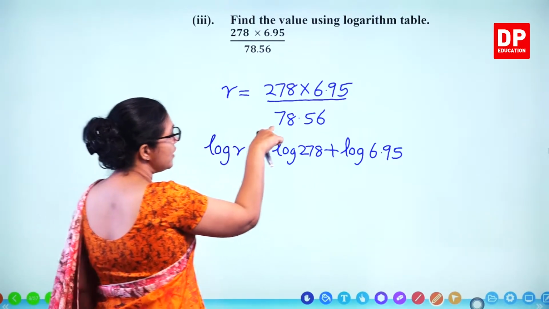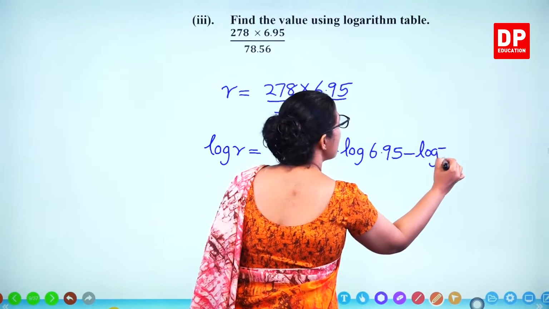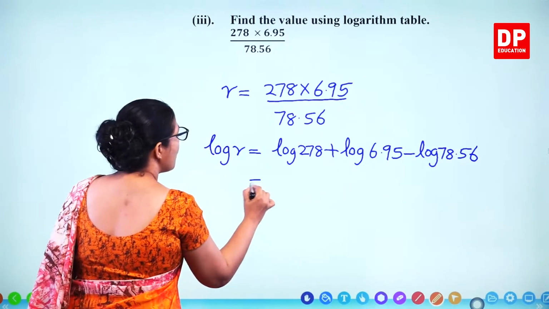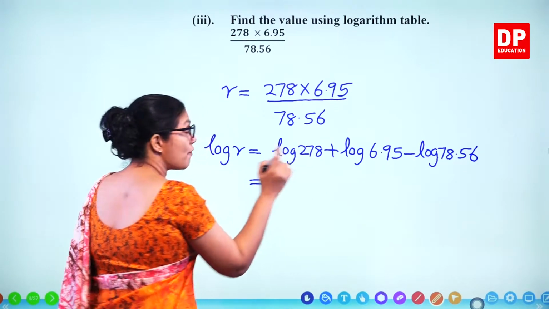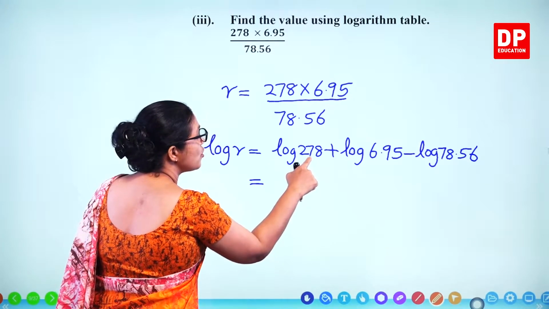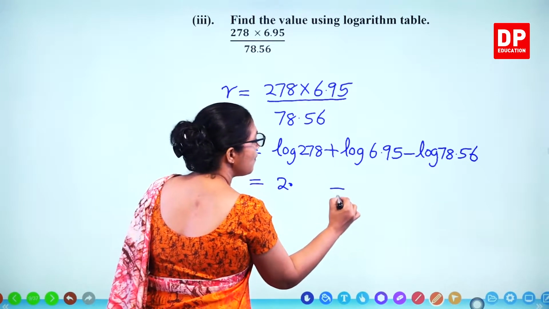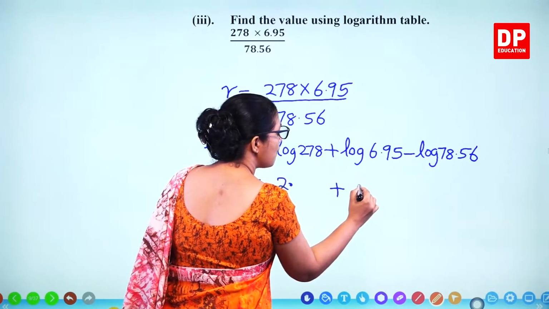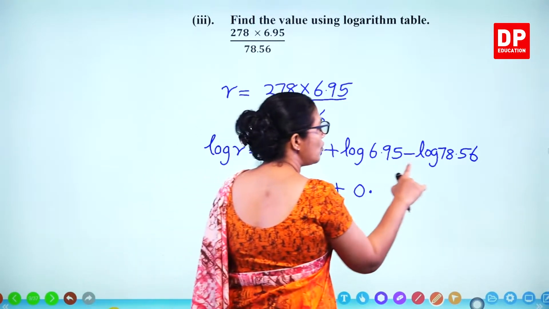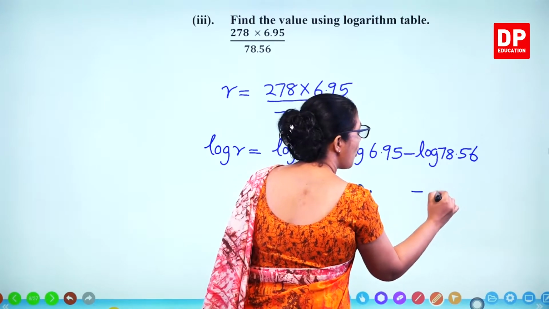Now what about this one? We have to subtract log of 78.56. Now when you are referring to the table, we know first you have to write in standard notation, scientific notation. So 278 gives 2 point something. And for this one, 6.95 means 0 point something. In standard notation, look at the power. And here, this is 1 point something.